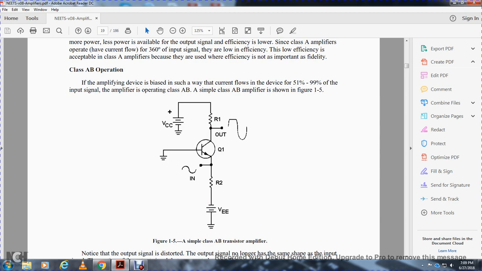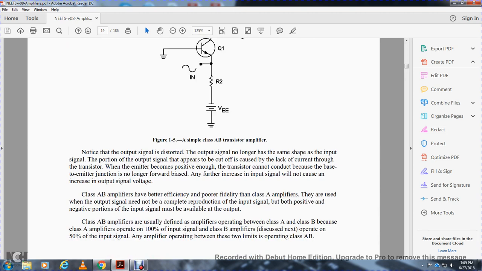The Class AB amplifier has a grounded transistor, resistor 1, output signal, and input signal between resistor 2. Note the output signal is distorted. The output signal no longer has the same shape as the input signal.